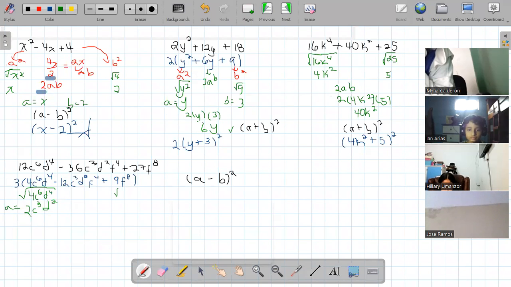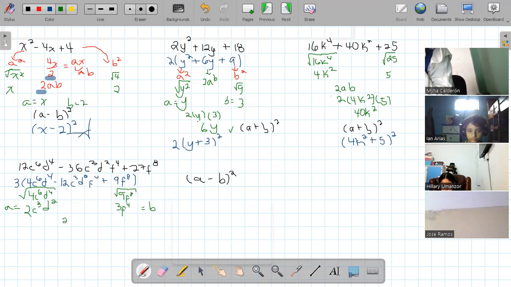Now let's find the square root of 9f to the 8th power. That would be b. Okay, so what is the square root of 9? 3. What is the square root of f to the 8th power? f to the 4th power, very good.